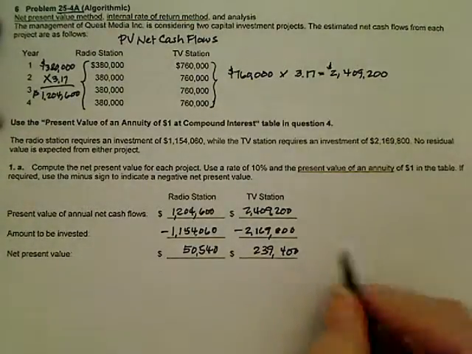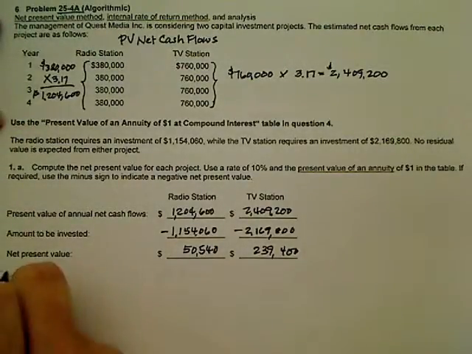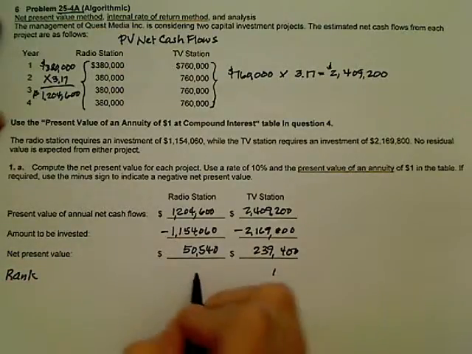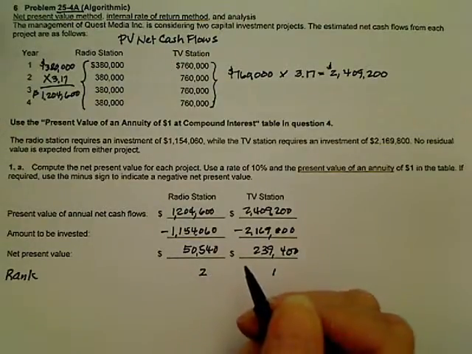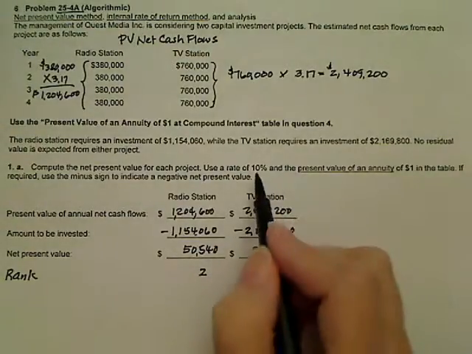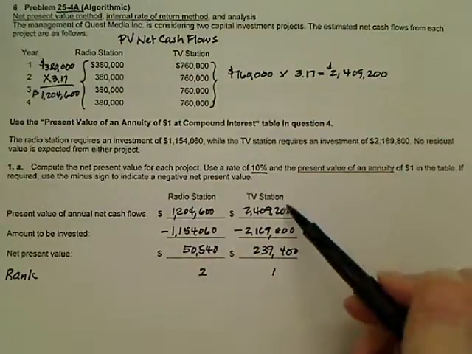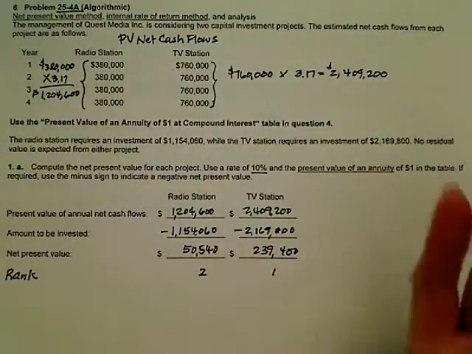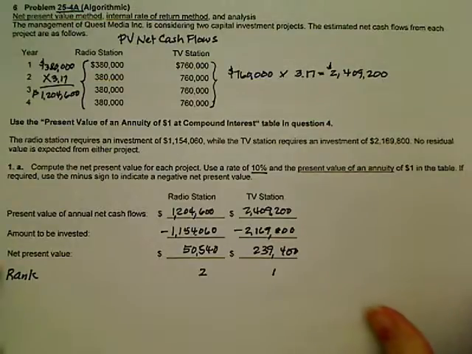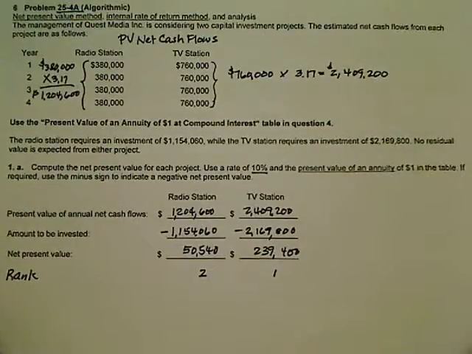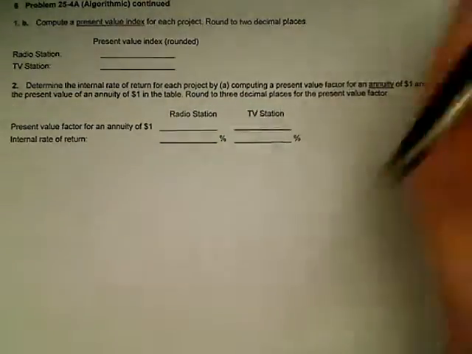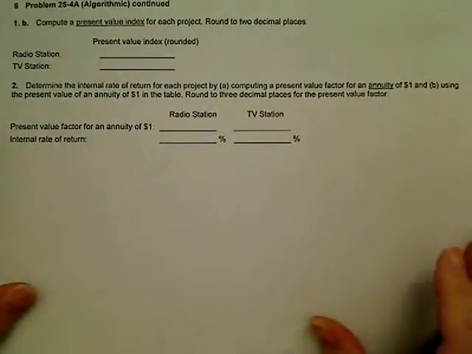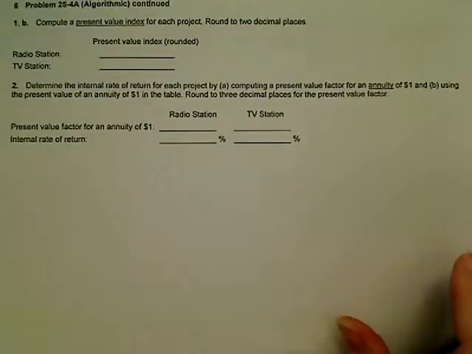Based on net present value alone, you would rank the TV station first and the radio station second, and they both meet the 10% return. Actually, you can't tell right now what the actual internal rate of return is, but I think we will in a little while. So keep that piece of paper. You have your worksheet homework all in one sheet.